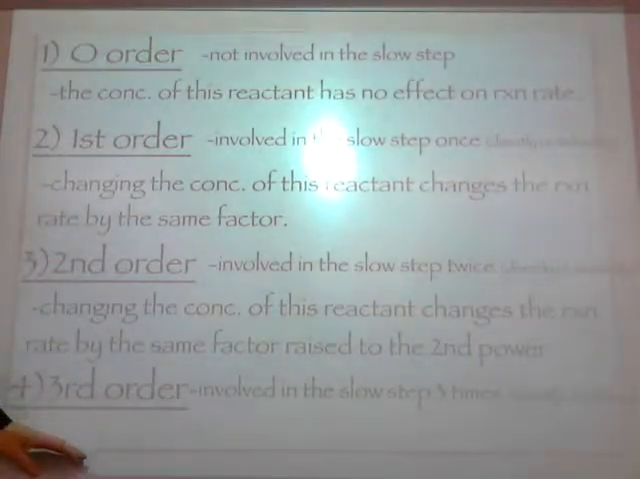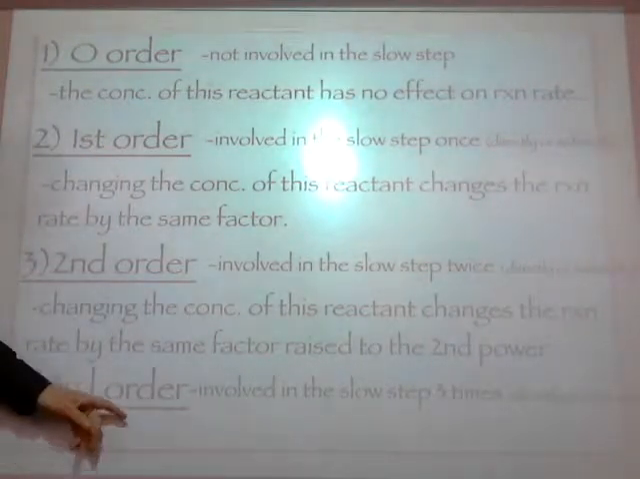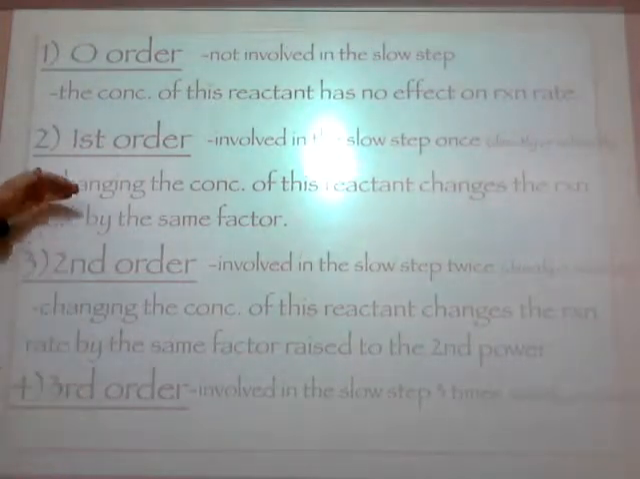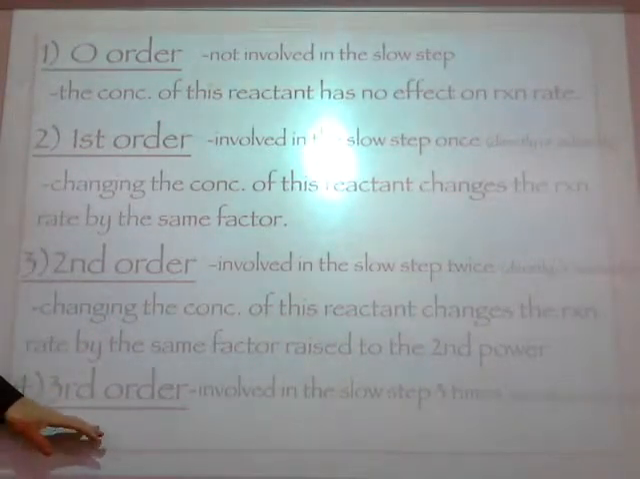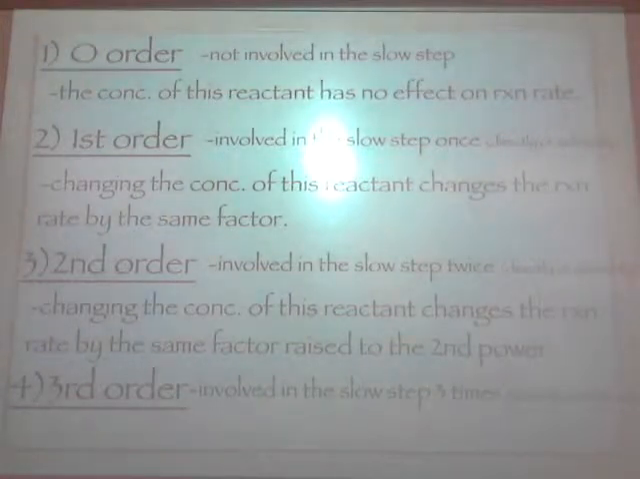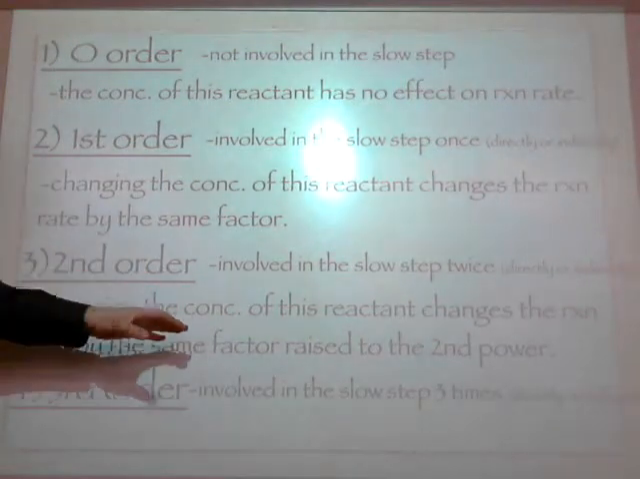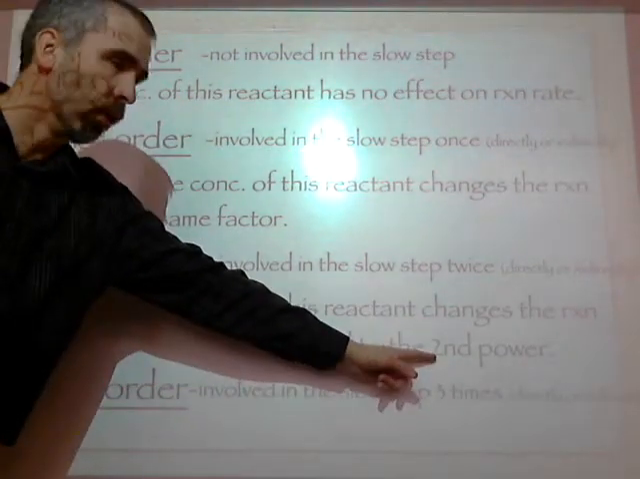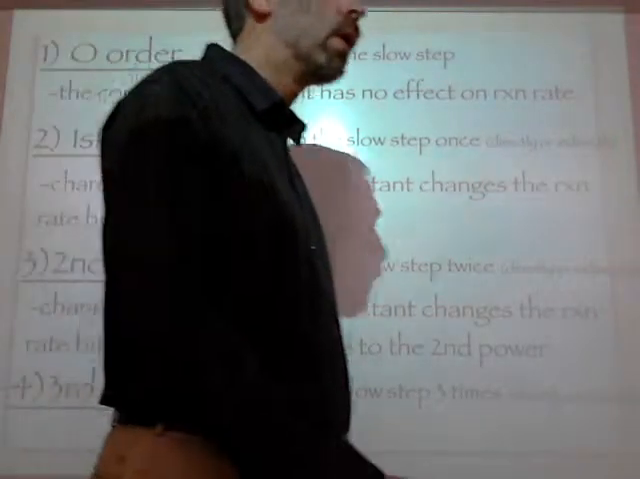Now, I ran out of room at the bottom of the board here, but what do you think? You could tell me. What do you think this next statement's going to say based on what these two said? What's that say? Give me the exact wording of this. Jesse. Same thing as the one before, step 3. Exactly. Same thing as this one here. Change the concentration of this reactant, change the reaction rate, but the same factor raised to the, only difference is, third power instead of second. Okay? So just write that all in there. And I'm done with the orders.